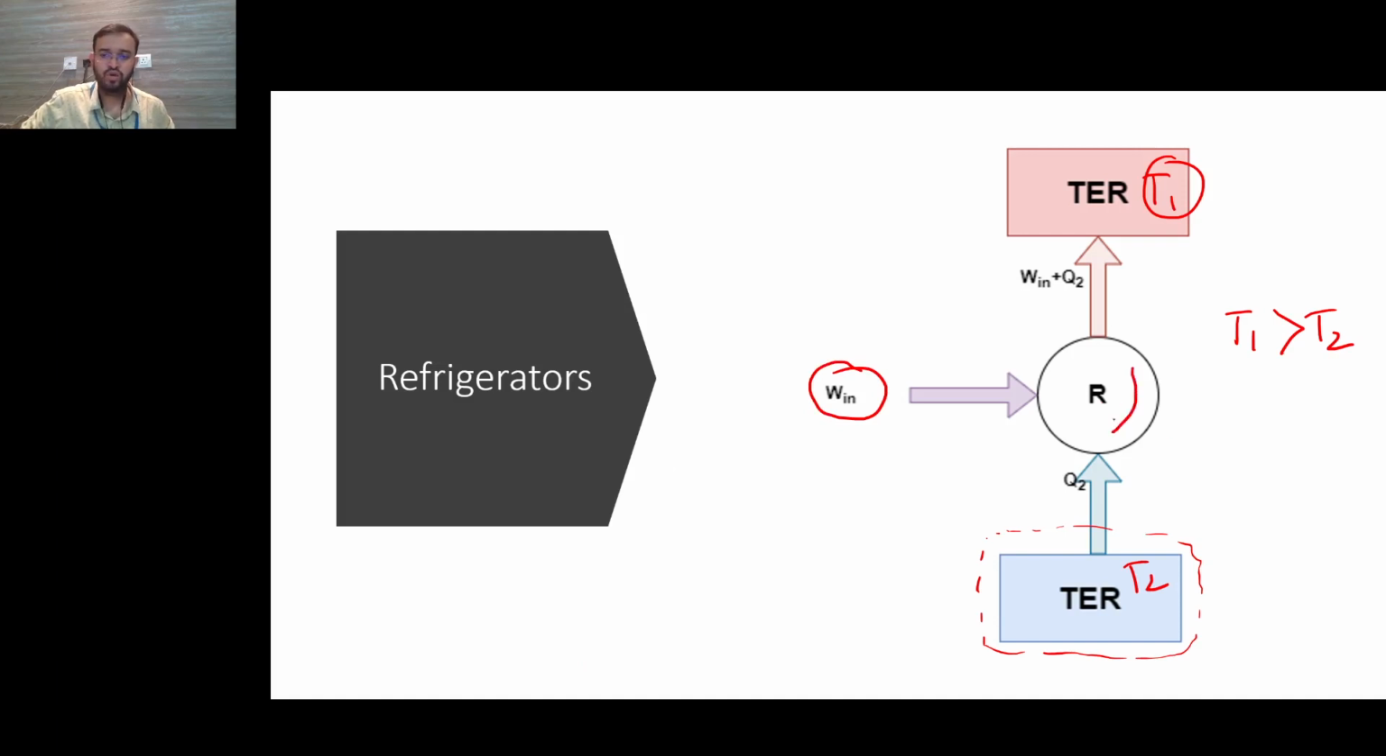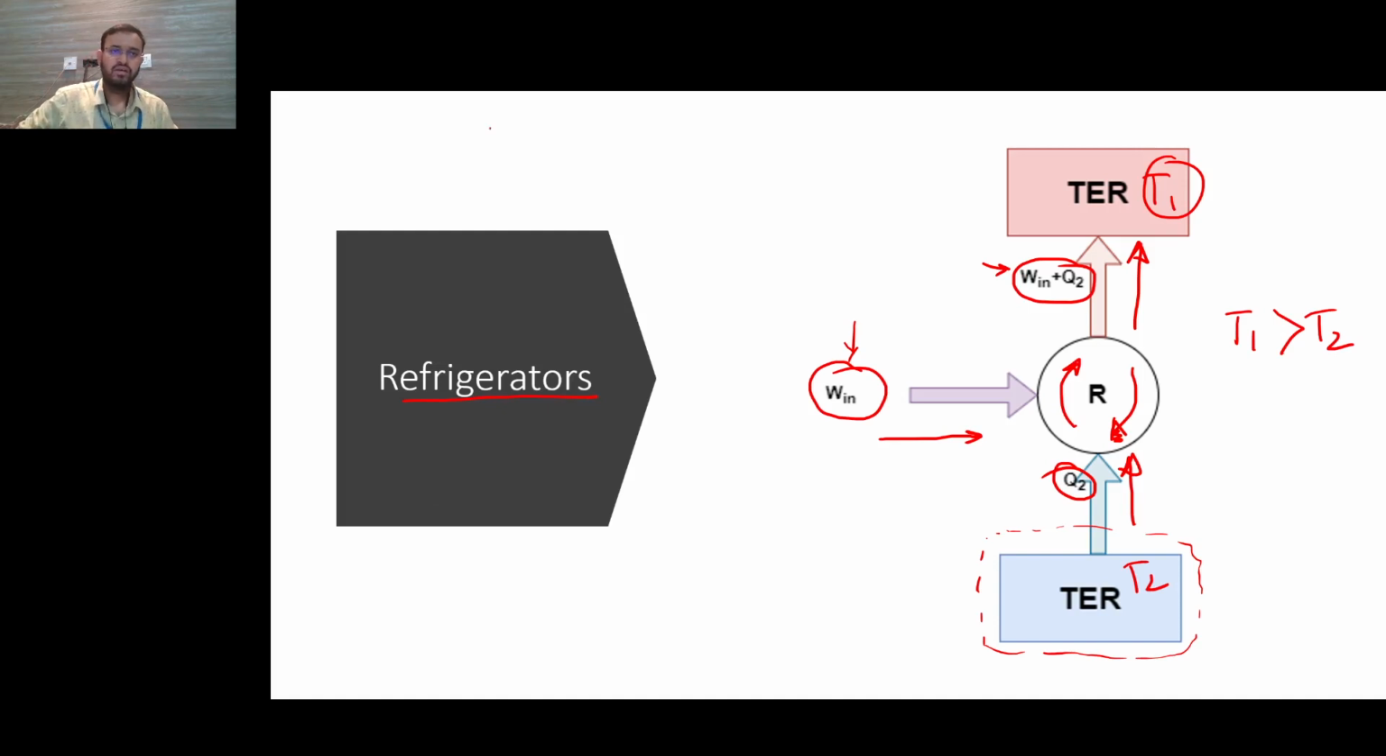All right. So this is a device which operates in a cycle, consumes work, absorbs heat from an enclosed space at lower temperature, and rejects heat into the environment at a higher temperature. We can see that it takes in W amount of work and Q amount of heat and rejects a total of W plus Q amount of heat into the ambient surroundings. Okay. So these are refrigerators. Refrigerators are devices which are used to cool an enclosed space.